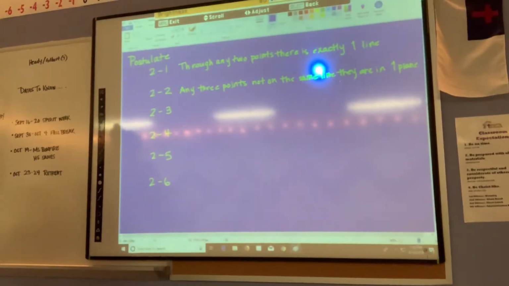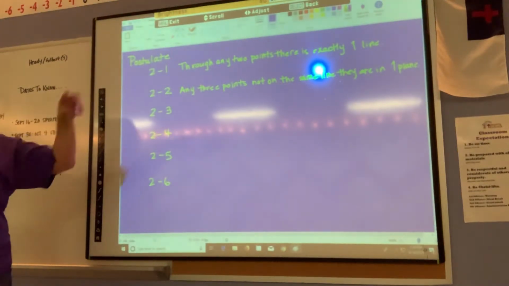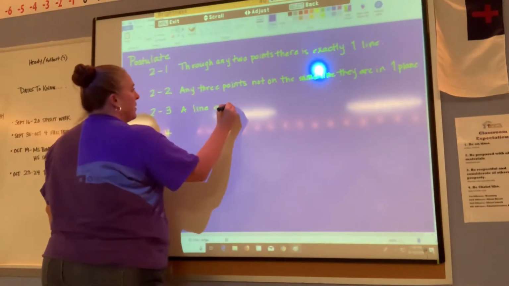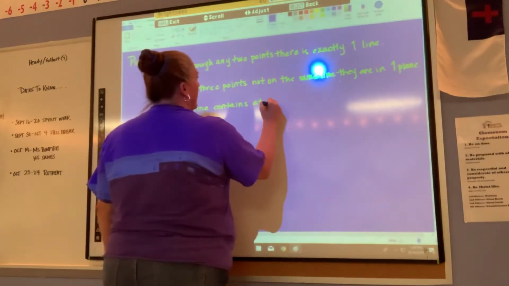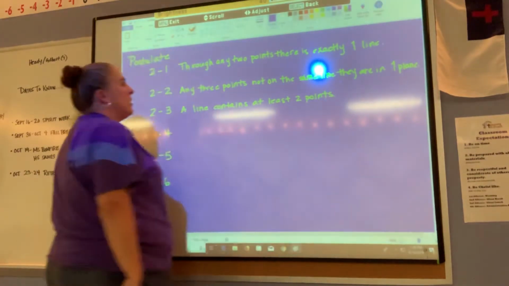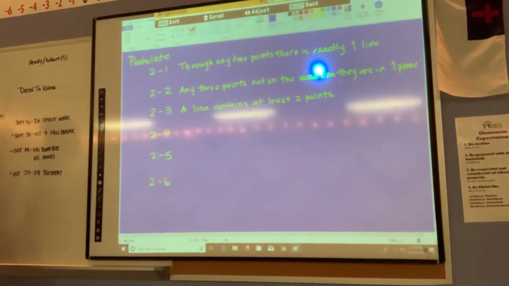Postulate 2.3 sounds a whole lot like postulate 2.1. A line contains at least 2 points. Can it contain more? Yeah. Especially if it goes on and on and on forever, you could have an infinite number of points, but it has to have at least 2. Now, here's another one. A plane contains at least 3 points not on the same line. It's like saying the exact same thing again, but backwards, right?